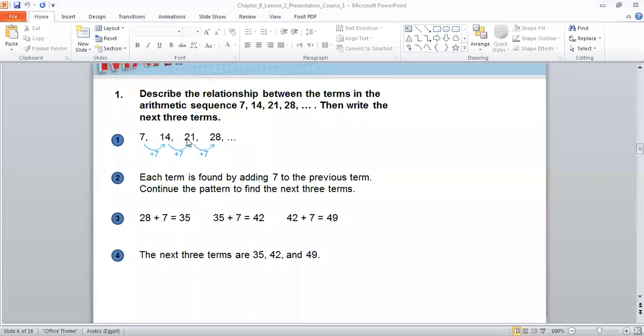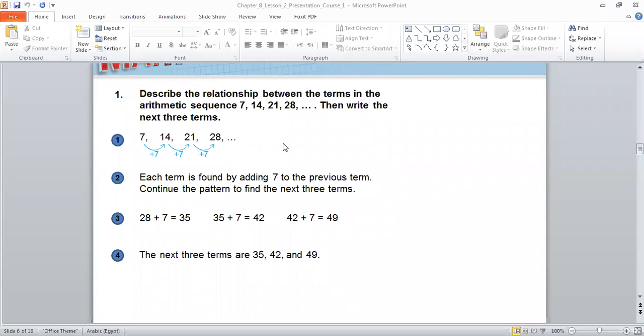From 14 to 21, what happened? I will add another 7. So every time I add 7. Checking the next, 21 becomes 28. It will be what? It will be added 7. So every time you add 7, every time I add 7.